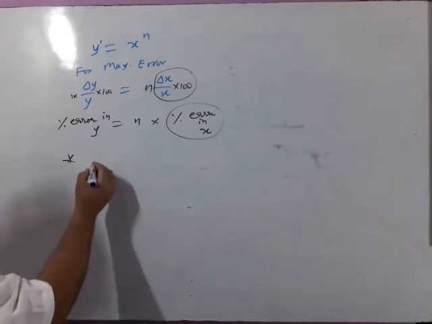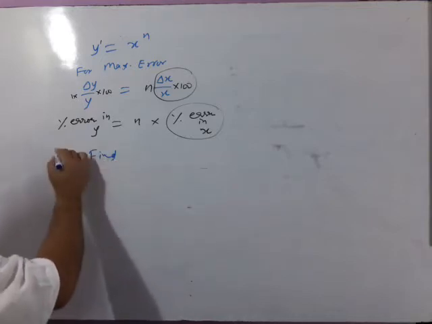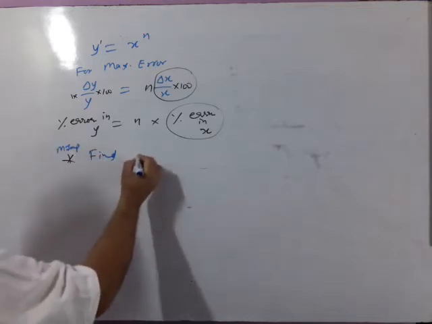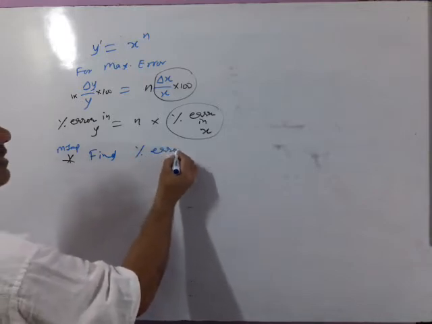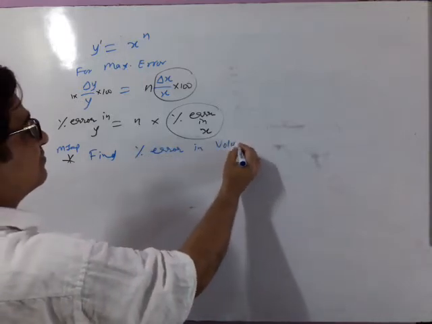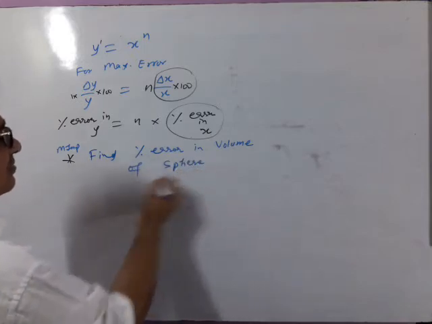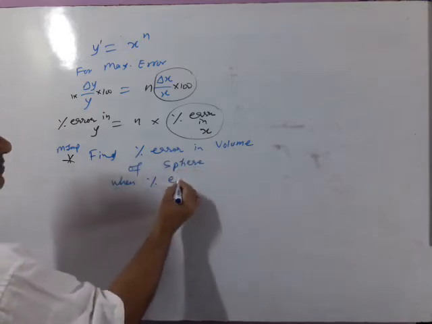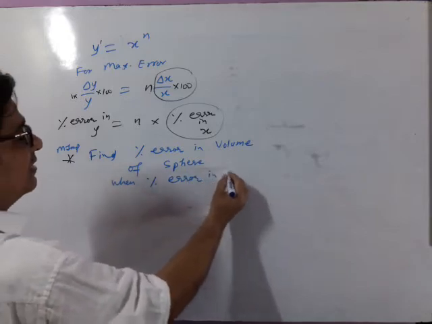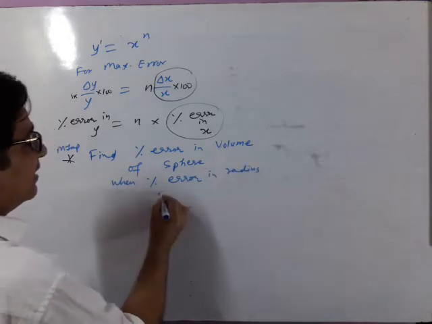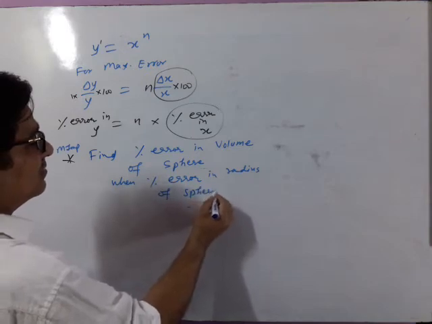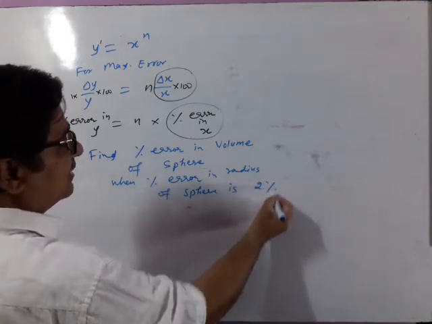Now see mensuration numericals. Next part of this. Most important numericals. Find percentage error in volume of sphere when percentage error in radius of sphere is 2%.